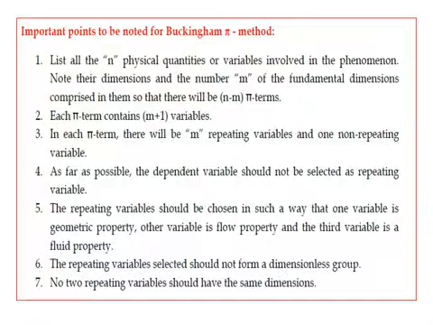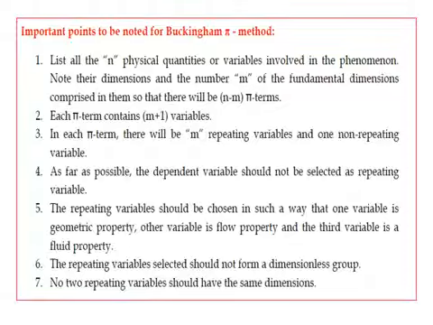So if m is equal to 3, then each pi term will consist of 4 variables. As I told you, there are repeating variables in each of the pi terms, and these repeating variables will always be equal to m. Therefore the extra variable, the m plus 1, has to be the non-repeating variable that doesn't get repeated in each of the pi terms. And as far as possible, the dependent variable should not be taken as a repeating variable.